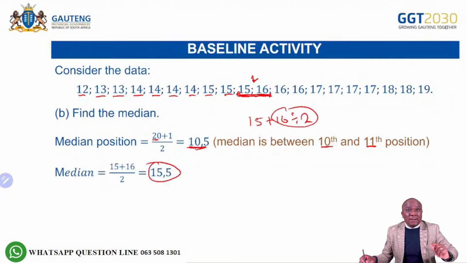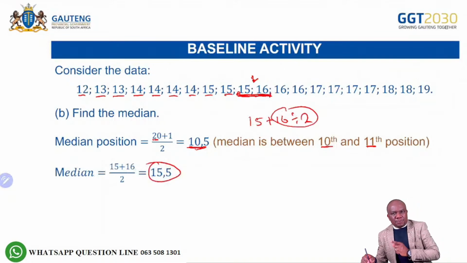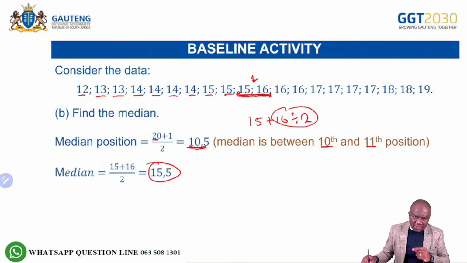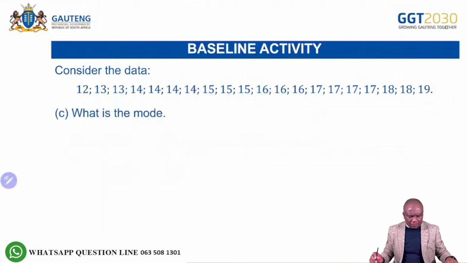Okay, that's how we find the median for ungrouped data. Remember, today we're doing measures of central tendency for grouped data. And then the mode. How do we find the mode? The mode is the data item that appears most. The data item with the highest frequency. Which one is that? We have actually 2 numbers here which have a frequency of 4. We have 14 and 17.